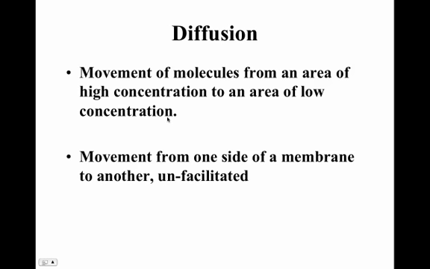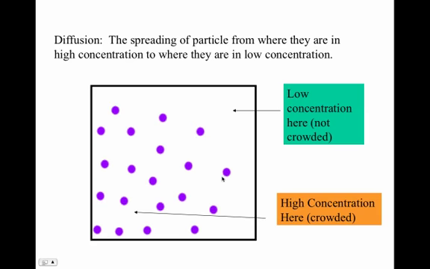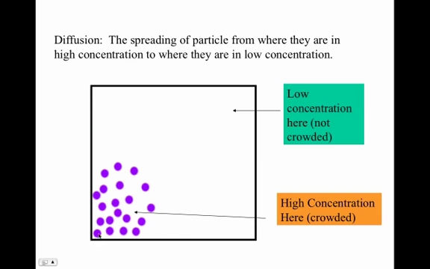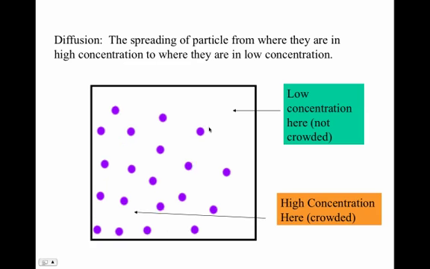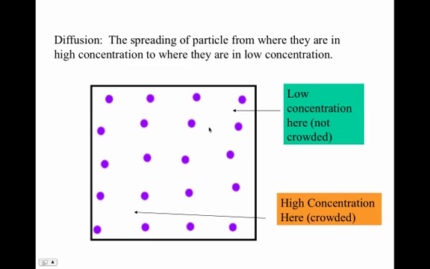Diffusion, which is the movement of molecules or particles from an area of crowdedness, which is high concentration, to an area of lower concentration, which is where they're not crowded. And sometimes this movement from one side of the membrane to another usually happens without any help, or unfacilitated. So here's diffusion. All these crowded particles will spread out throughout the room. For example, if I take a bottle of perfume and I open it up, it will diffuse throughout the room.